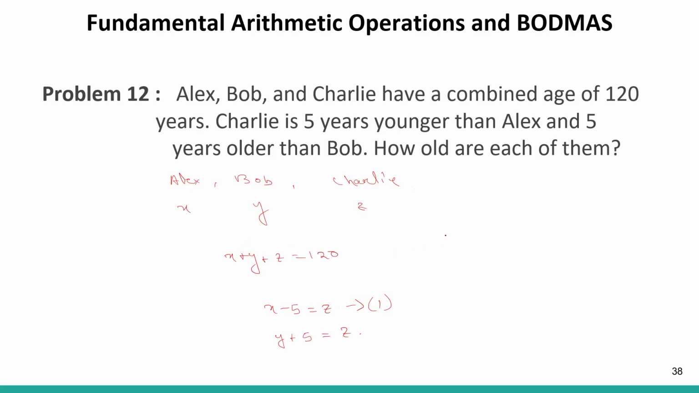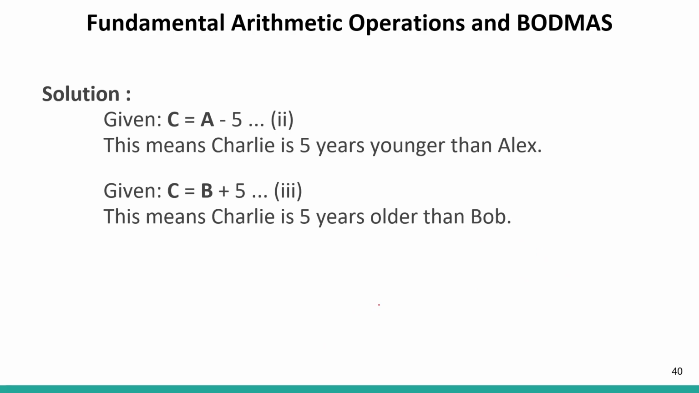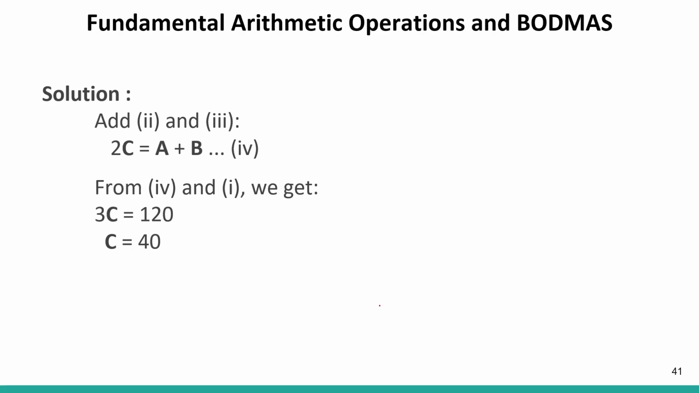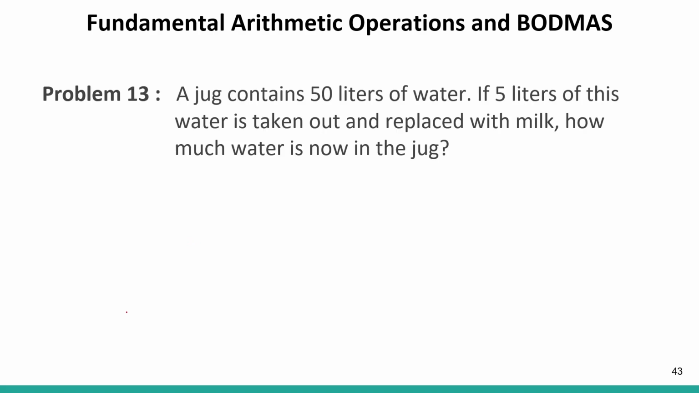This implies that x minus 5 is equal to y plus 5. So this implies that x minus y is equal to 10. Okay, so let's see. a plus b plus c is equal to 120. b plus 5, this means Charlie is 5 years older than Bob. So 2c is equal to a plus b. So 3c is equal to 120. This implies that c is equal to 40. So from the second and third relations, what we can say is a is 45, b is 35. Okay, so let's see problem number 13.